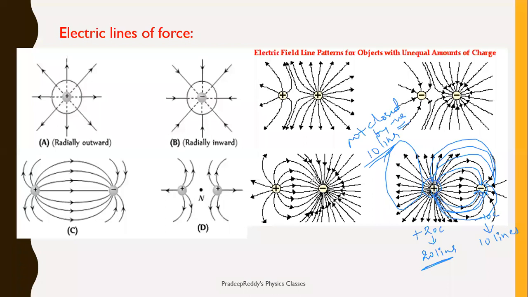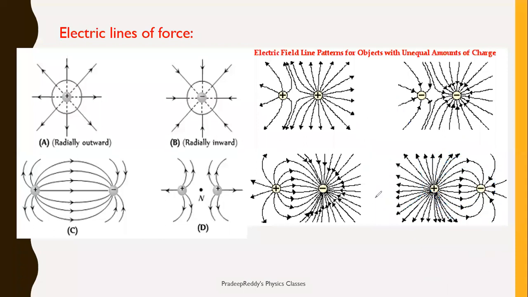Like charges have a null point between them. Unlike charges have no null point between them. If there are unlike charges, there should be a minimum of 3 charges to get a null point. For example, I'll show you here. Say this is positive, right? And this is negative, right? Positive and negative, there will not be any null point in between them.